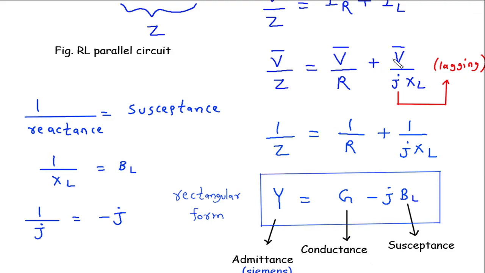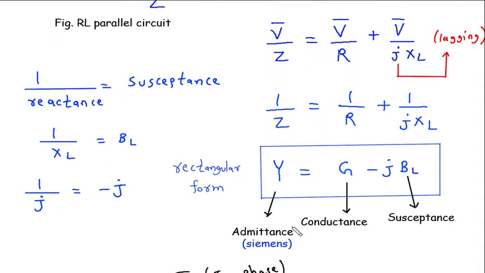Now we can take V phasor common from here. So this V phasor and this V phasor will get cancelled. So what remains? 1 by Z is equal to 1 by R plus 1 by JXL. The reciprocal of impedance is admittance and it is represented by capital Y. The unit of admittance is Siemens. The reciprocal of resistance is conductance and conductance is represented by capital G.